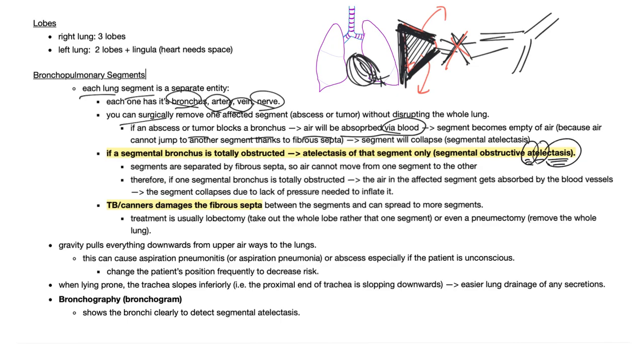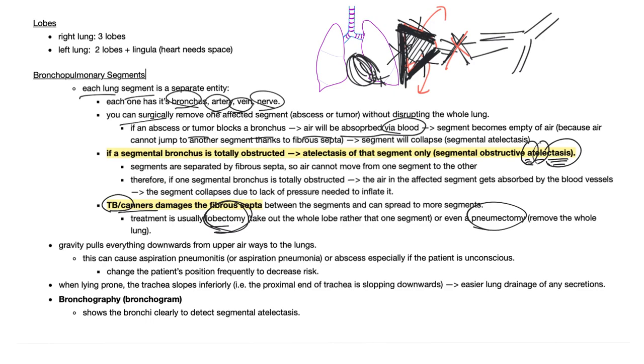Hashtag collapse. But TB or cancer are horrible. They will lead to what? Breakdown of those septa between those segments. So now it can affect just one segment, then the next segment, then the third segment, then it might even affect the whole freaking lobe. You have to remove the whole lobe, called lobectomy. And it can even affect an entire lung. You have to remove the entire lung, called pneumectomy.